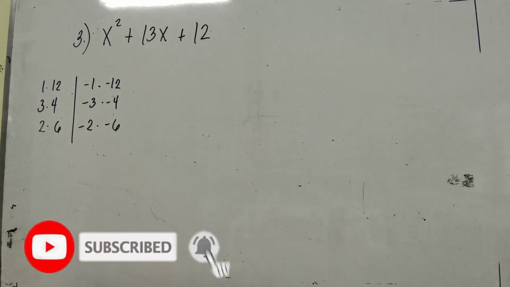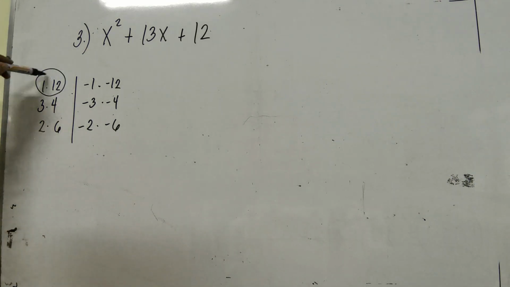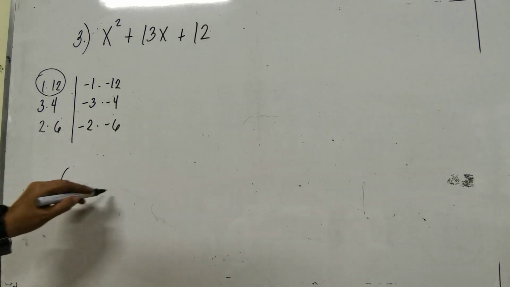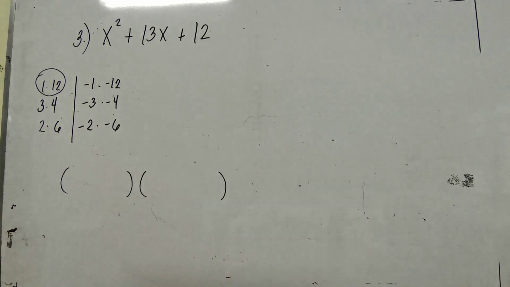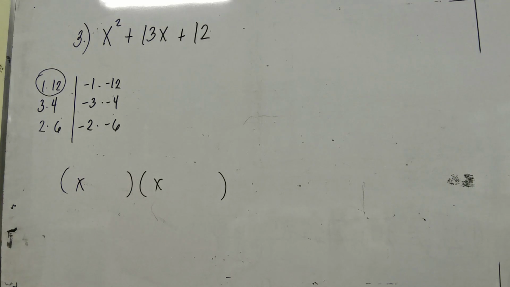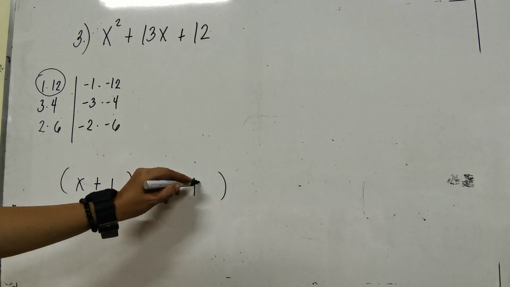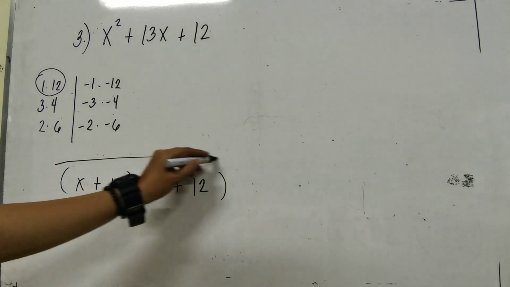So, step 2, piliin na natin. Ang ating middle term ay positive 13. Ibig sabihin, factor na kapag inad natin, ang sagot ay positive 13. So, ito po yun. So, we have positive 1 and positive 12. Write that as our binomial factor. So, we have x and x. Then, since positive pareho yan, positive 1 and positive 12. Ito na yung sagot.